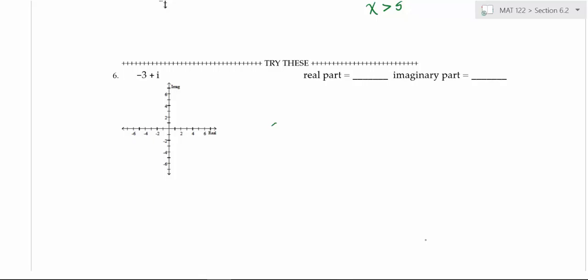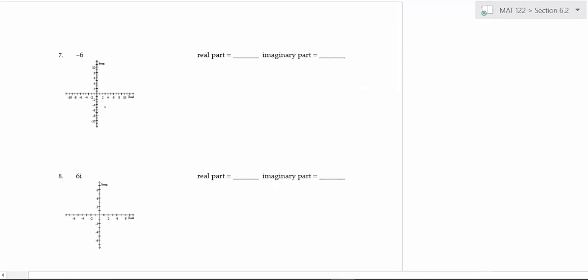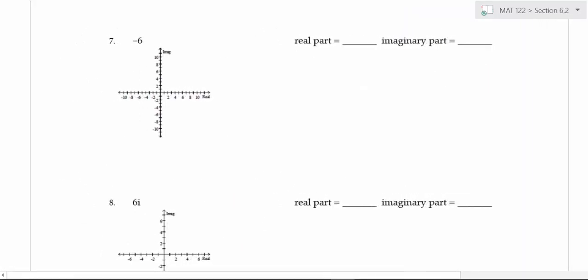So with this problem, the real part is -3. The imaginary part is i. So you would go to the left 3 on the real axis, up 1, and put your dot there. So that's where that's located. Okay, on the next page, we have -6. So the real part's -6. This is understood to be -6 plus 0i. So that's your imaginary part. So this one would be just on the real axis, right there.